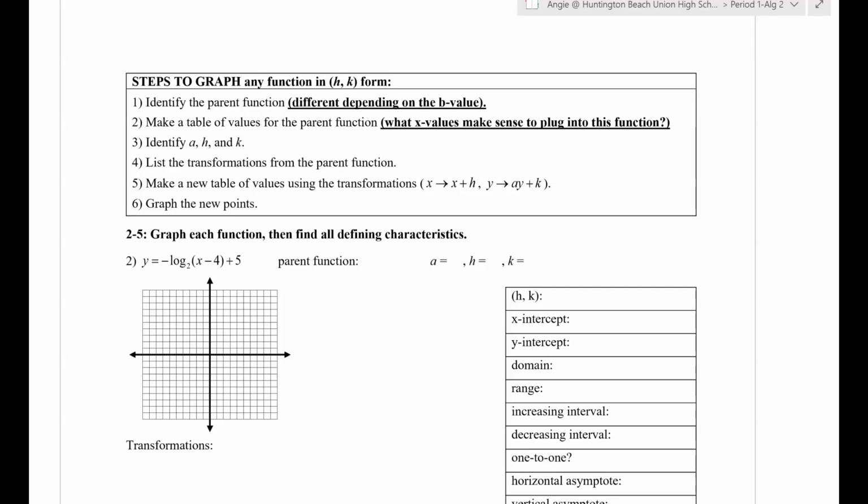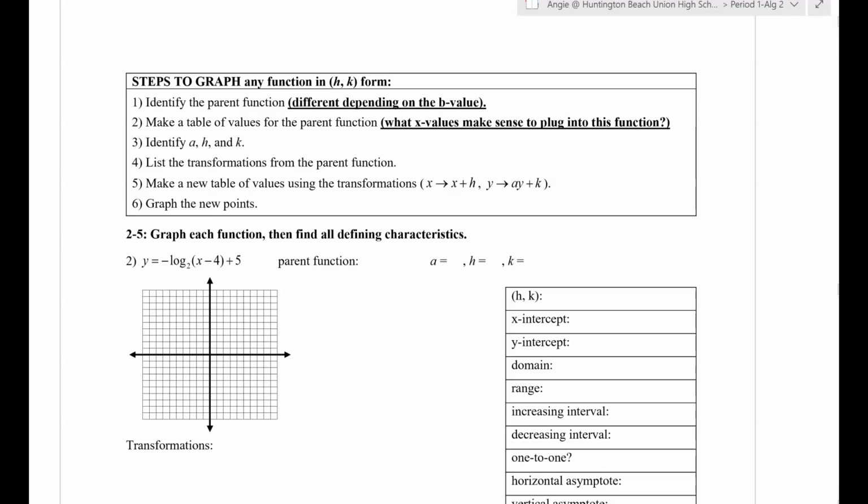Okay guys, so the steps to graph any function are still exactly the same, right? You figure out the parent function, you make a table for the parent, you want to identify a, h, and k and use those to transform your table, and then you plot your new dots.